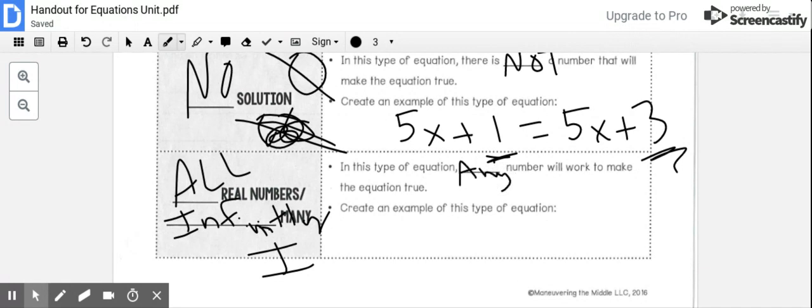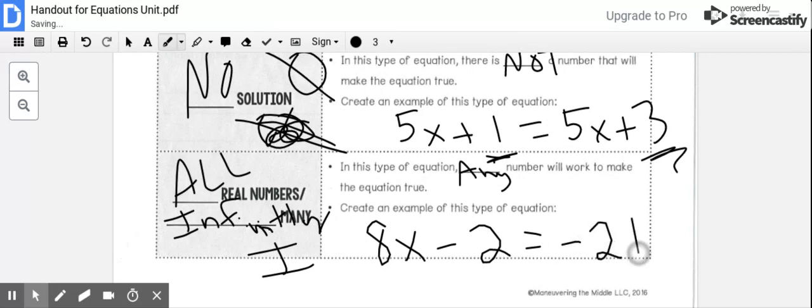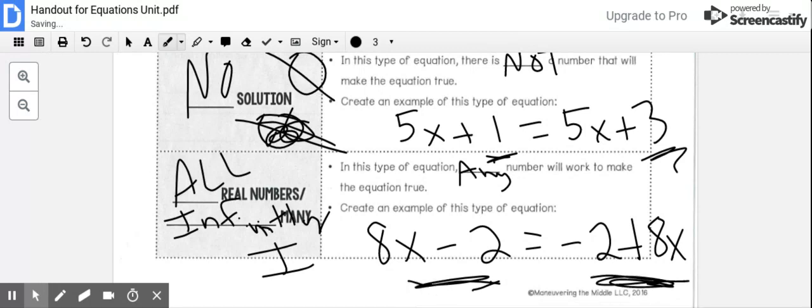So let's say that we have 8x minus 2 equals, and then maybe we'll flip it around and have the negative 2 first plus 8x, just to confuse us. But whatever we put in for the x, on this side we're going to times it by 8 minus 2. Same thing over here. Whatever we put in for x, we're going to times by 8, and then we're going to minus 2. So it's always going to work, so any number will work on those.